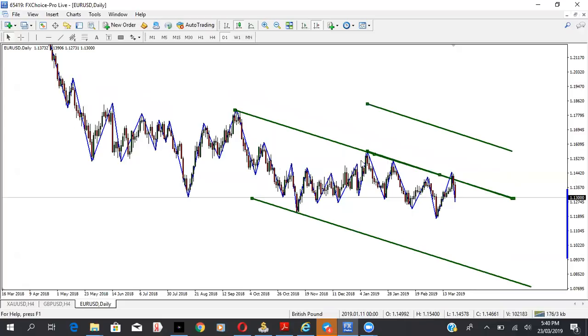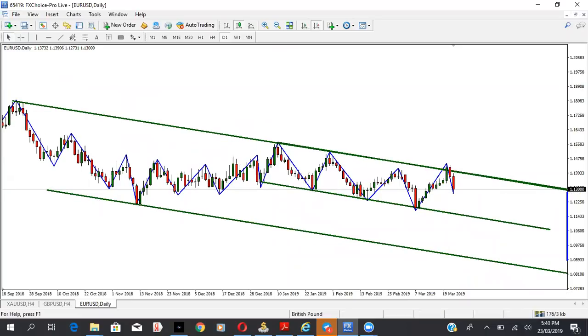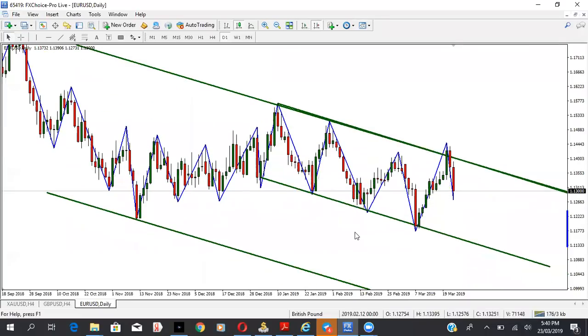Pick up this loop. I can either use this point or this middle point, either of them. And if you notice, this is a channel in a channel. Do you see it?